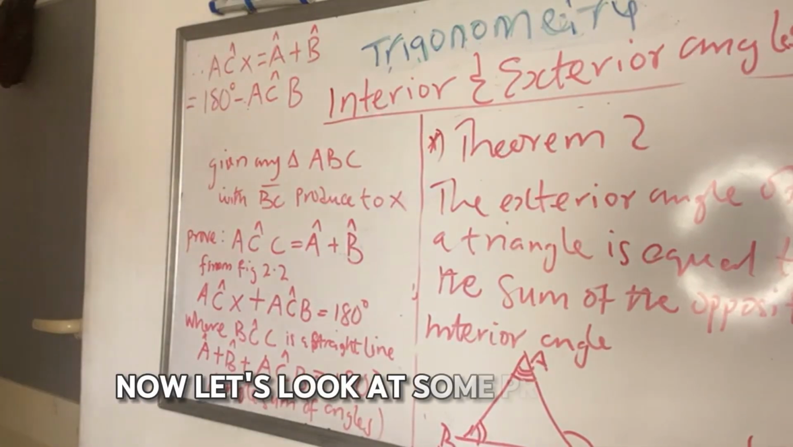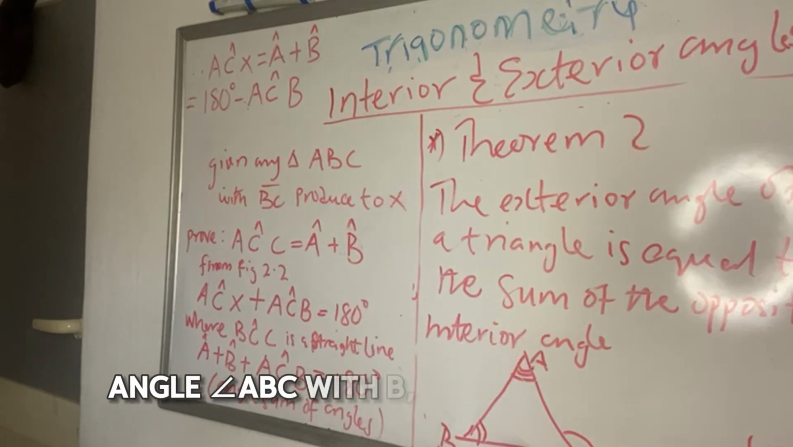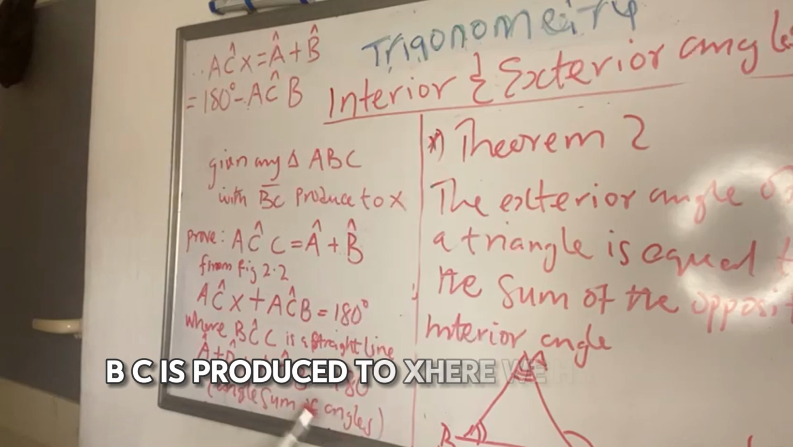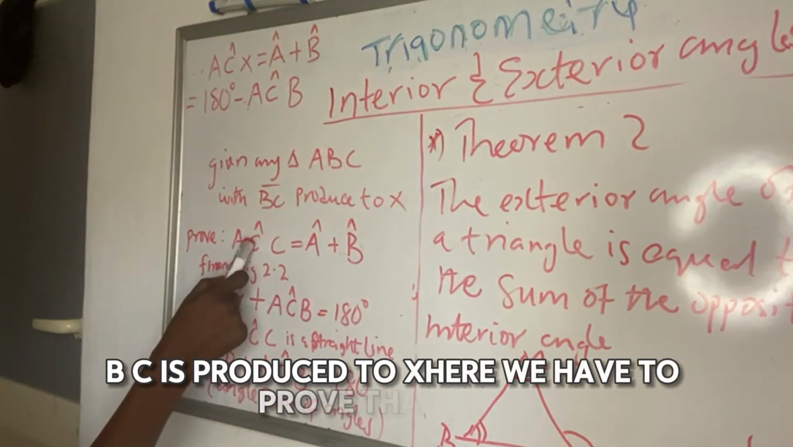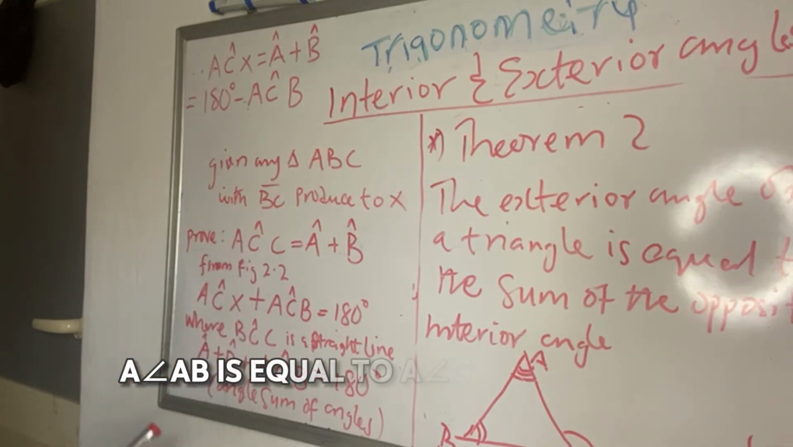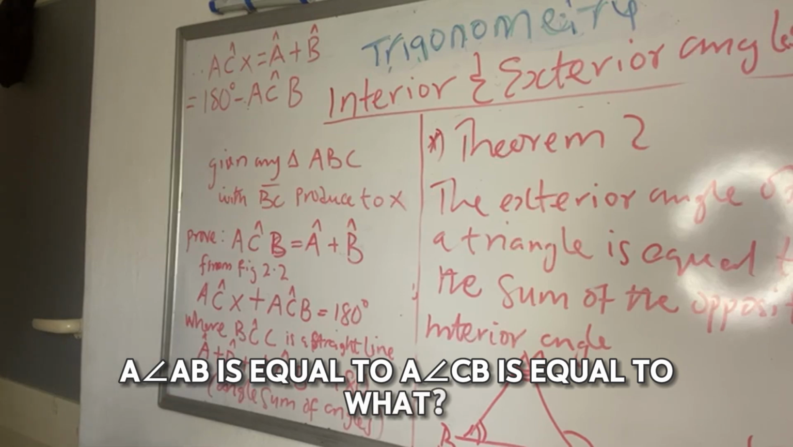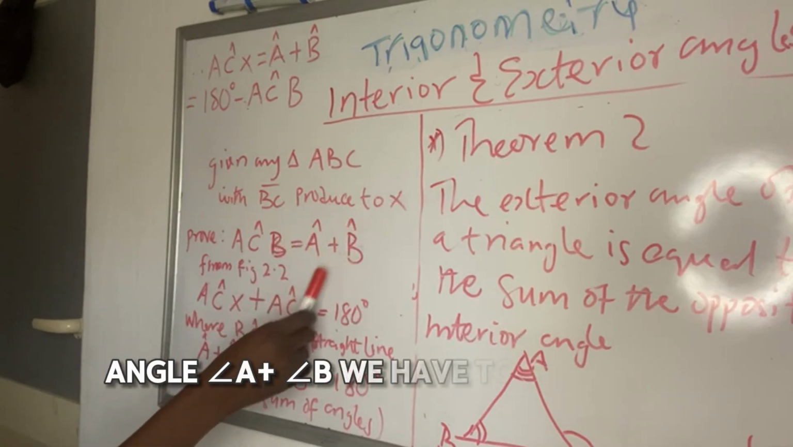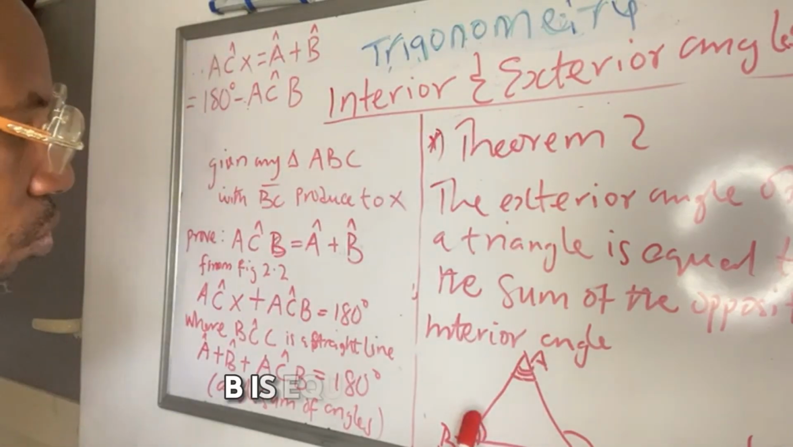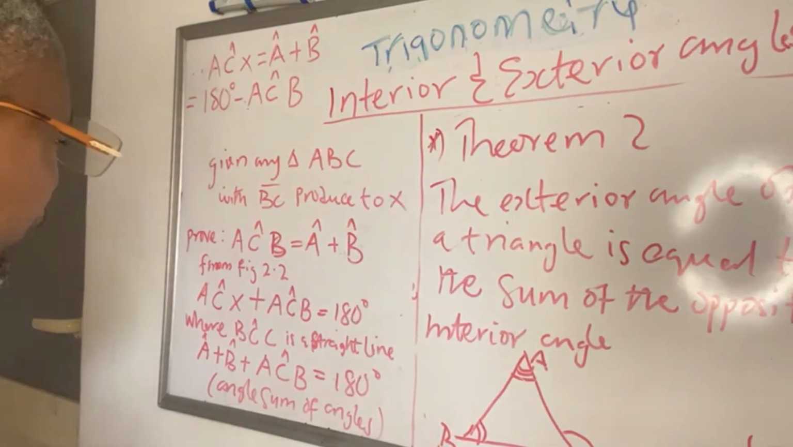Now let's look at some proof here. If we are given triangle ABC, with BC produced to X, we have to prove that angle ACX is equal to, what? Angle A plus angle B. We have to prove that angle ACX is equal to angle A plus angle B.